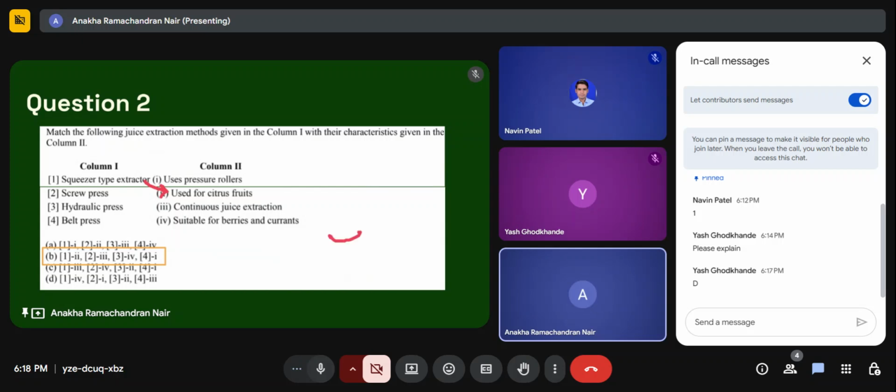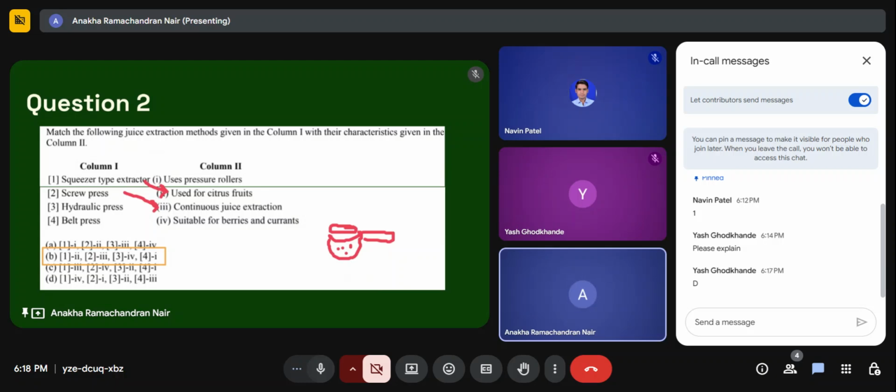Where it's like this, right? And it'll have little perforations here and the juice will flow. So that's a squeeze type extractor, and mostly these are used for citrus fruits because they have a lot of water content. Screw press, like you will see in juice shops, is usually used as a continuous juice extractor. So you can keep adding fruits or vegetables and it'll keep juicing them, right?